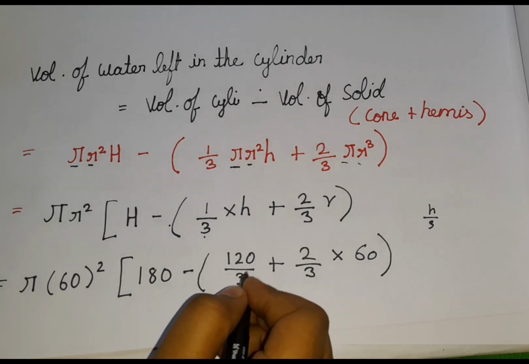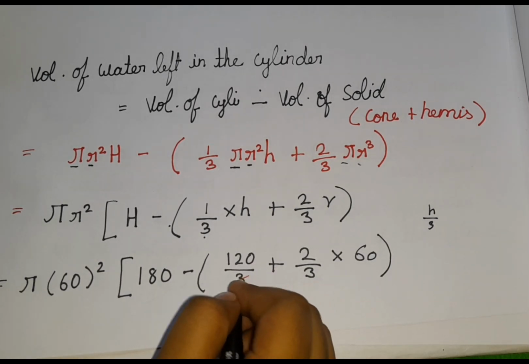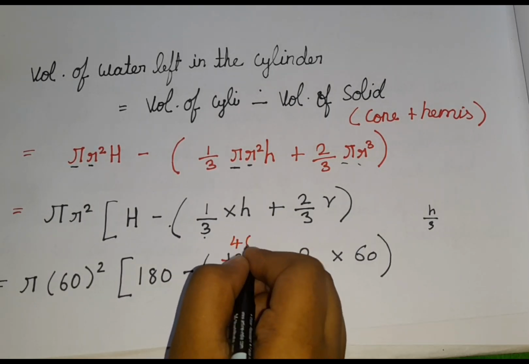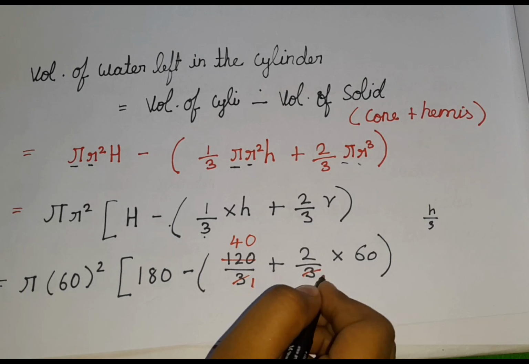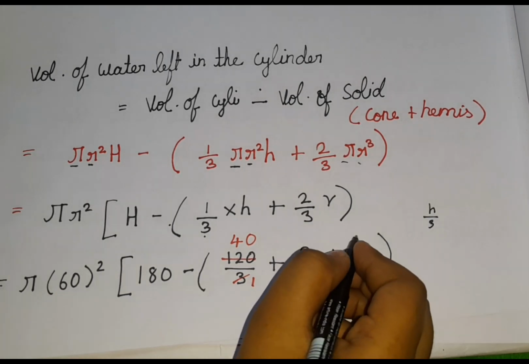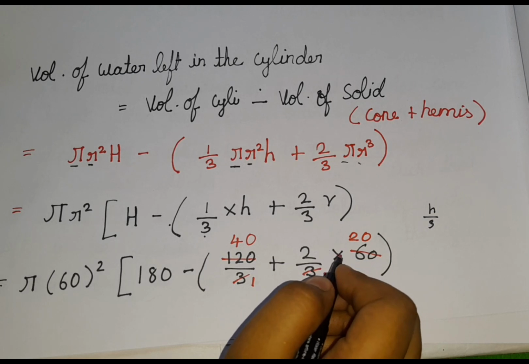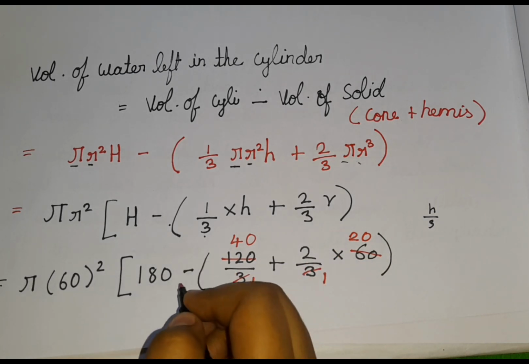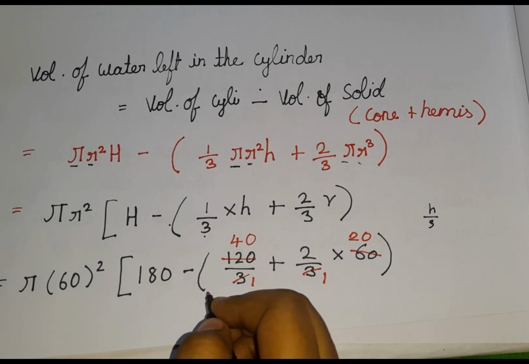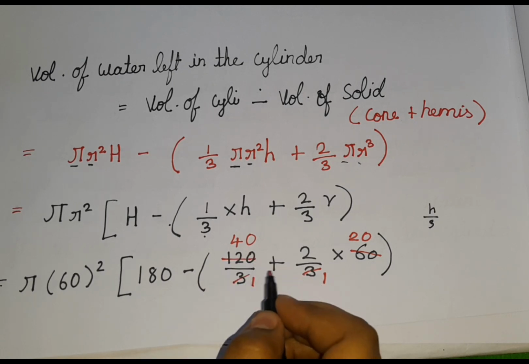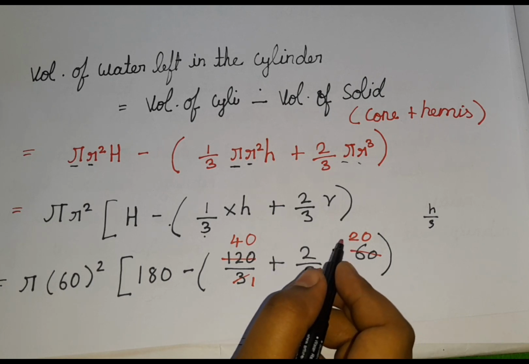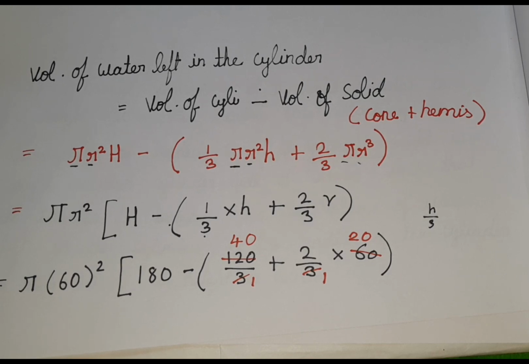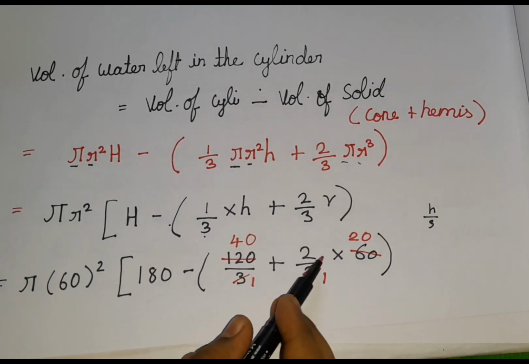So we can cancel 3 and 120 in the third term. 1 3 is 3, and then 4 3s are 12 and 0 as it is. Here we can cancel this 3: 1 3 is 3, 3 2s are 6, 0. Okay, that's all I guess. So now we have 180 minus, and then we have 40 plus 20, yeah, 40 plus 20.